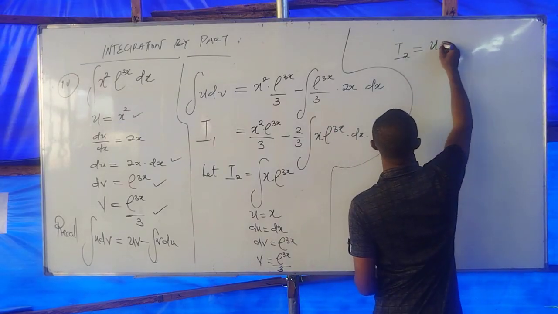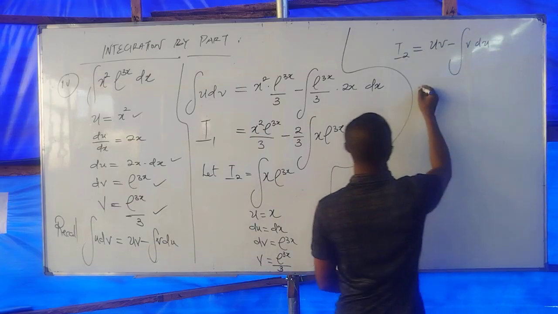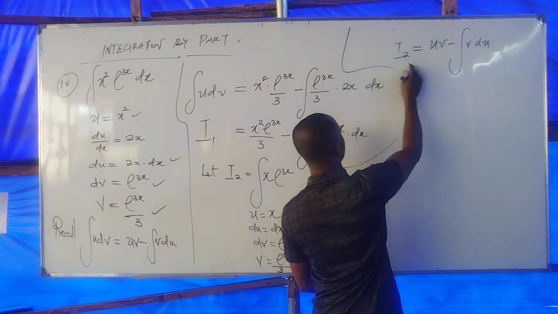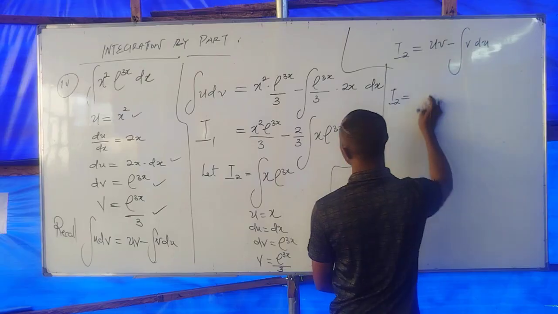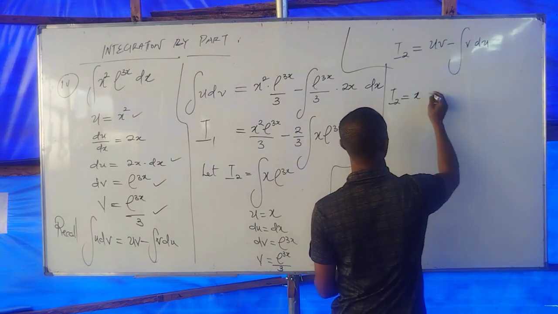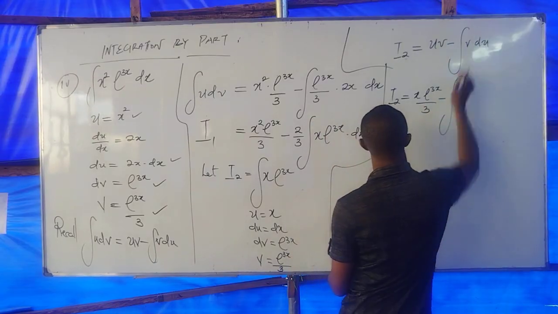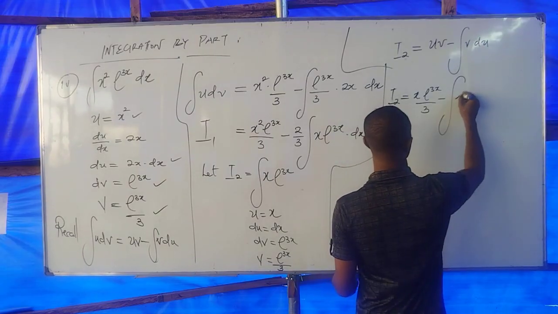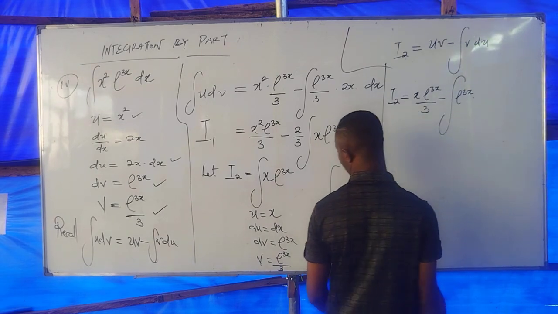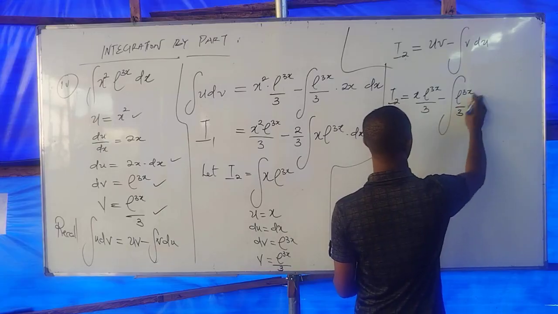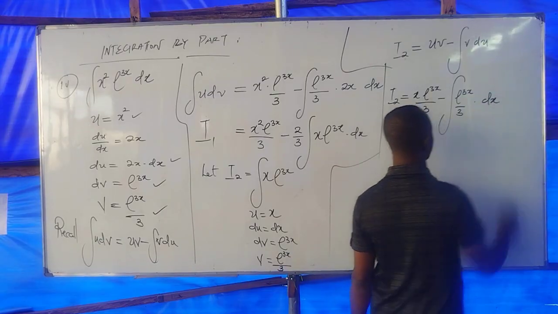Okay, let's see. Here we have uv minus the integral of v du. So our I2 becomes what? Let's go. What's the I2? What do you have? What's that u? u is x. What's that v? e to the 3x over 3, minus the integral of v, which is e to the 3x over 3, times du, which is dx. What do you notice here?